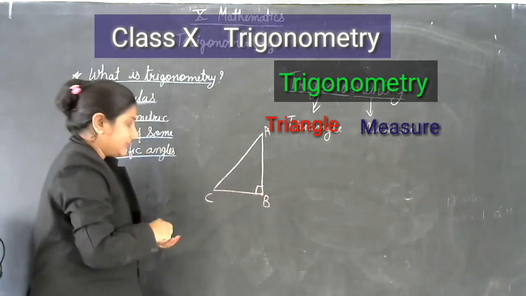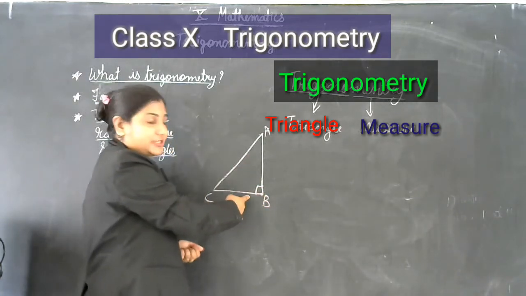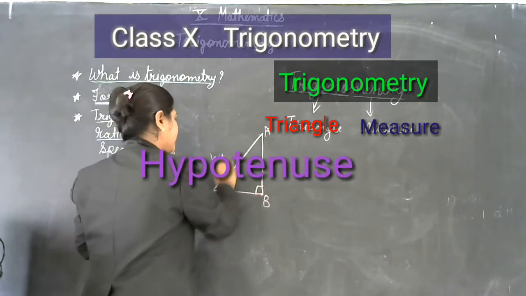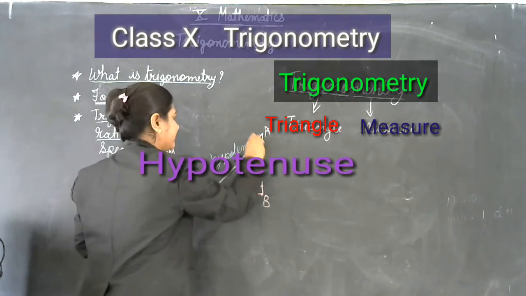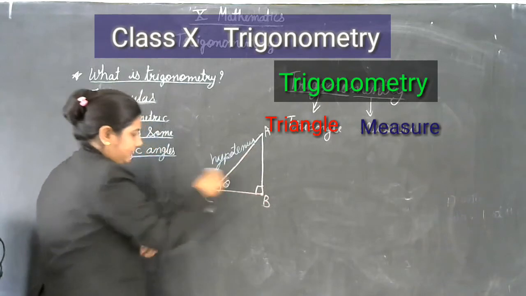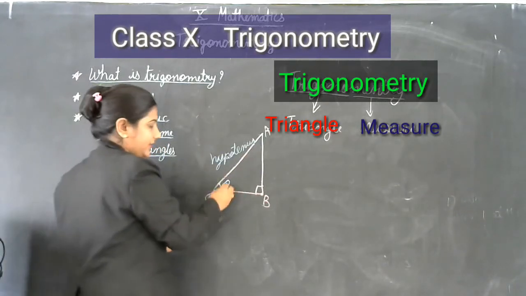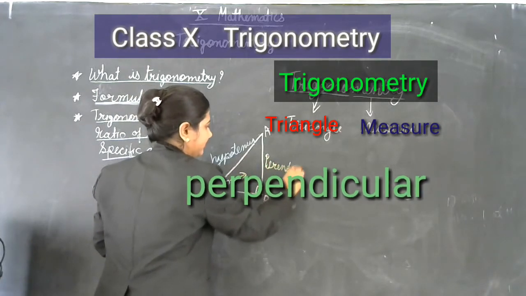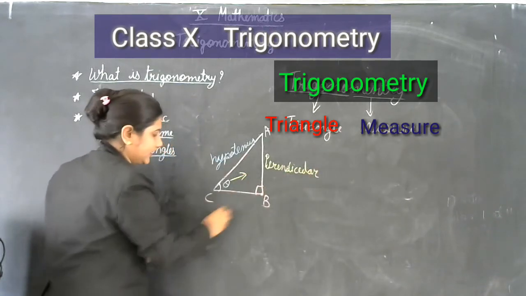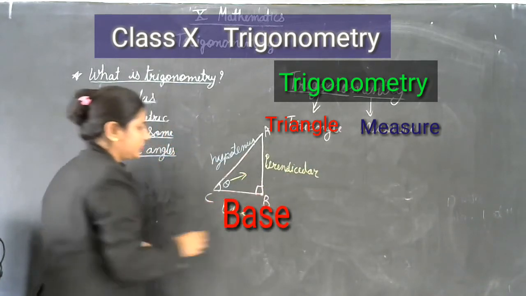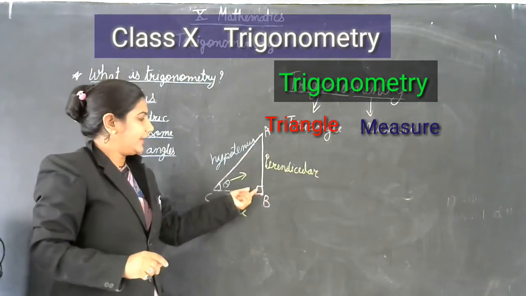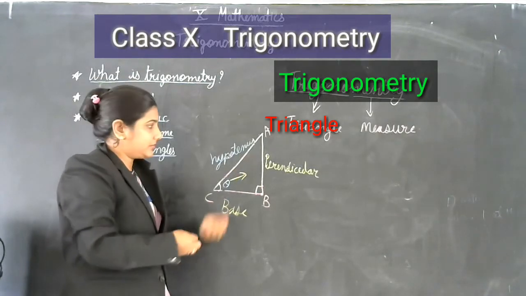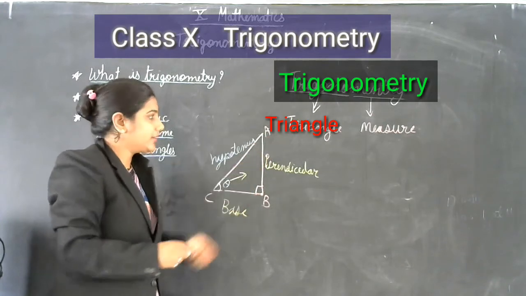Suppose here angle B is a right angle, meaning the measure of angle B is 90 degrees. The opposite side of the 90 degree angle is the hypotenuse. Suppose this angle is given, it is theta. Then the opposite side of the given angle is the perpendicular, and the remaining side is the base. So if we know an angle and one side and have to find the other side, then we can easily solve it or find it by using trigonometry.